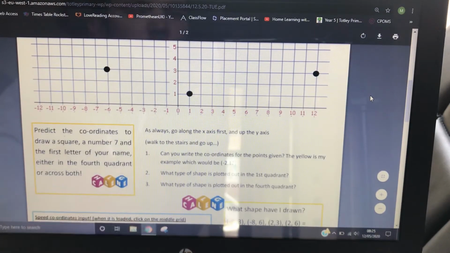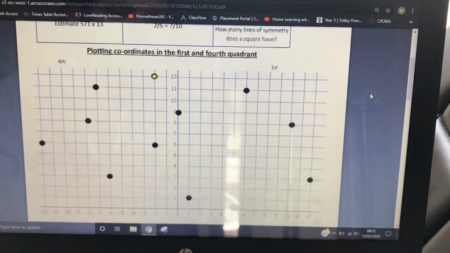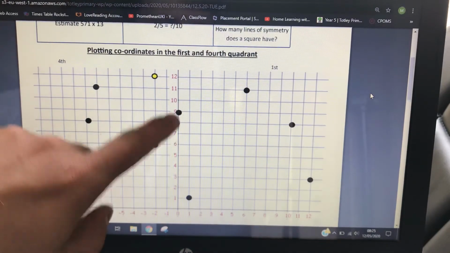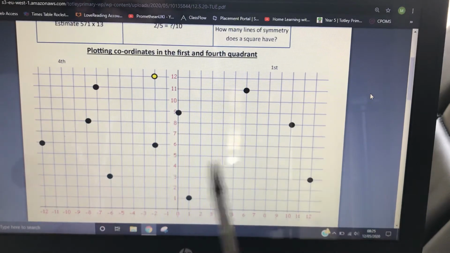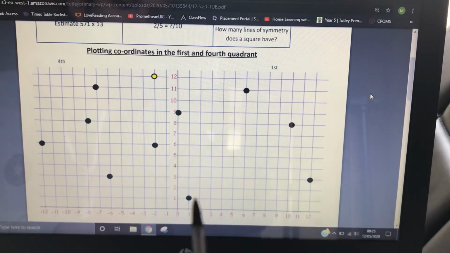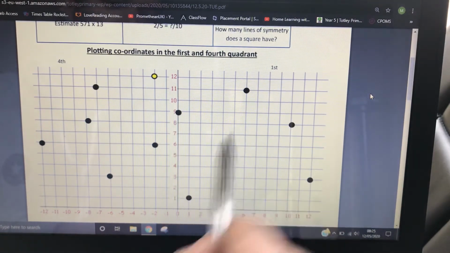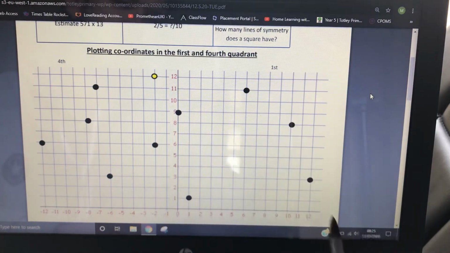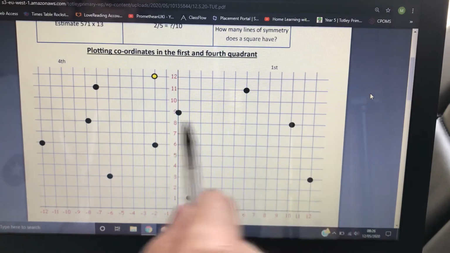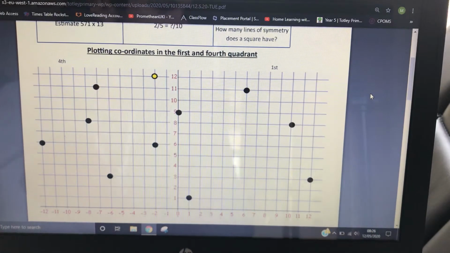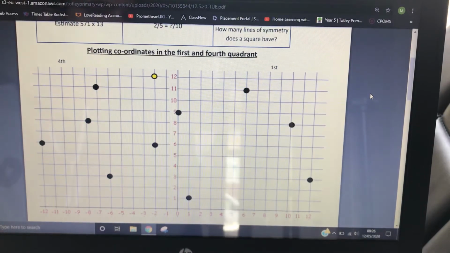What type of shape is plotted in the first quadrant? Now, you might be wondering about this one here. That one is in the first quadrant, okay? So, you've got 1, 2, 3, 4, 5. Well, it doesn't really matter, depending how you join it up, I suppose. You could argue there's a non-polygon there if you don't finish it off. If you do finish it off, you've got yourself an irregular pentagon because you've got 5 sides, 5 points. So, yes, an irregular pentagon. Or if somebody's been a clever clogs, they could have put a non-polygon, I suppose.